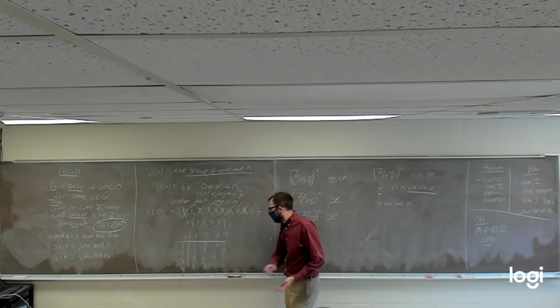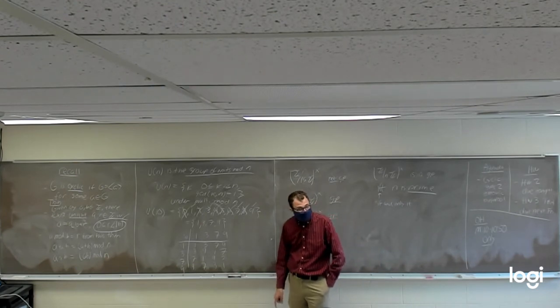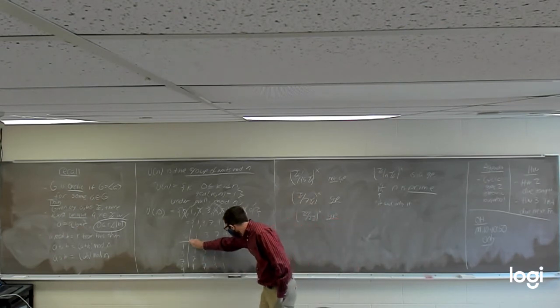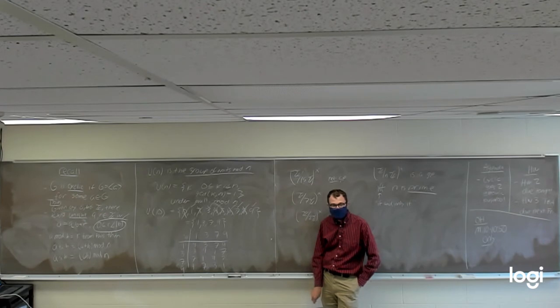Which, by the way, check this out. Notice anything interesting? Here's something that's always going to be true for the Cayley table of an abelian group. Notice anything about this dotted line in the table?